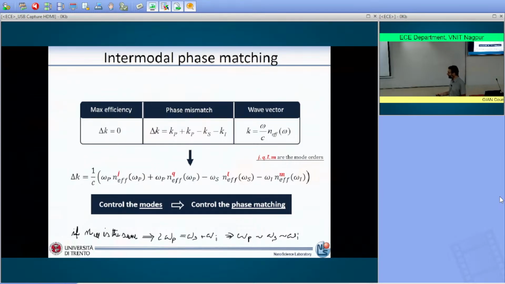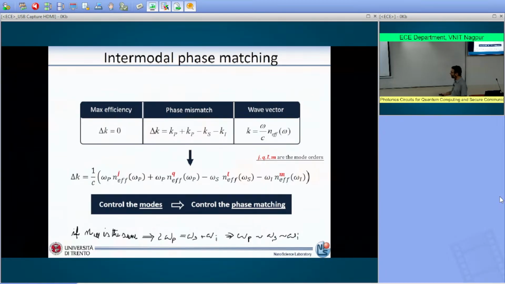So let us assume that all four photons are traveling in the same optical mode. In this case, we can simplify by 1 over c, and we could also simplify by the effective index, because all the photons are in the same mode. And so the phase matching condition translates into a condition by which the energy conservation says that 2 times the frequency of the pump should be equal to the frequency of the signal plus the frequency of the idler.